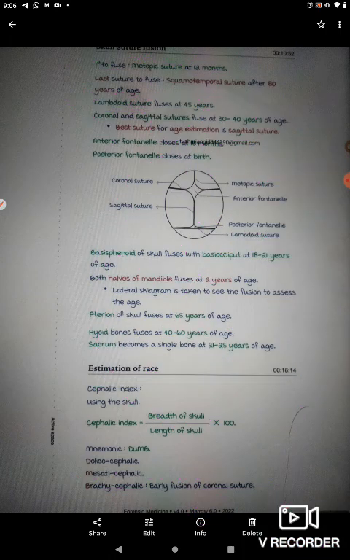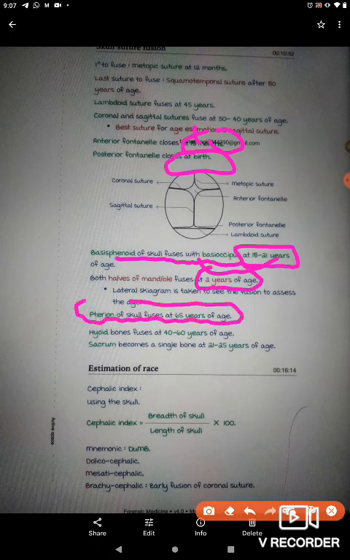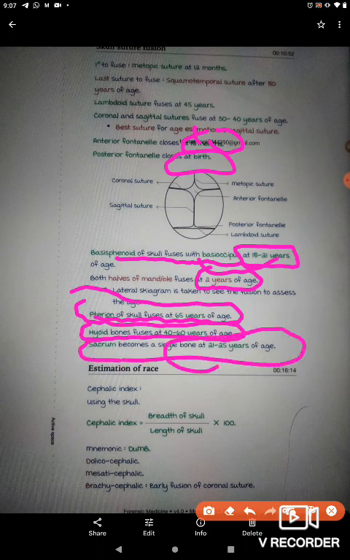Anterior fontanelle is closed at 18 months, and posterior fontanelle closes at the time of birth itself. Basi sphenoid of the skull fuses with the basi occiput at about 18 to 21 years of age. Both halves of the mandible fuse at 2 years of age. Pterion of the skull fuses at 65 years of age. Hyoid bone also fuses at 40 to 60 years. Sacrum becomes a single bone at 21 to 25 years.